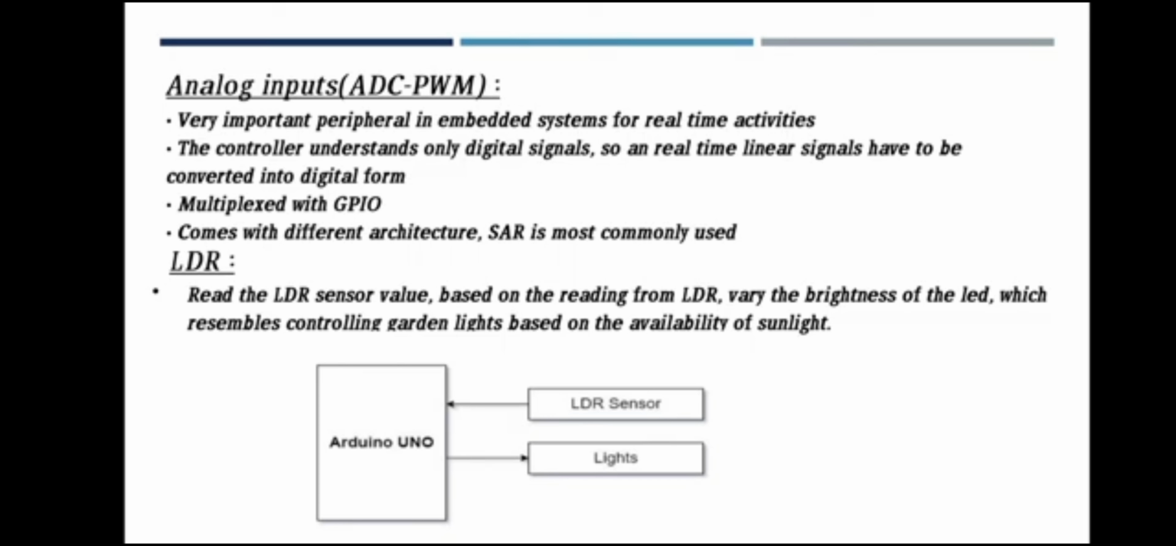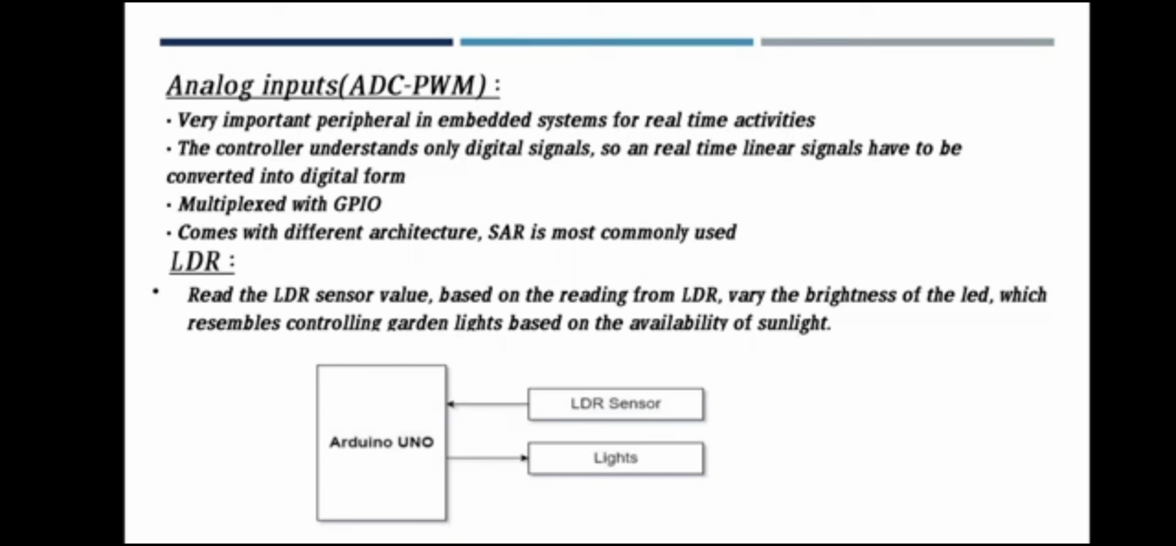Analog input, the analog to digital converter. There is also pulse width modulation, a very important peripheral in embedded systems for real-time activities. The controller understands only digital signals, so real-time linear signals have to be converted into digital form. It is multiplexed with general purpose input and output. It comes in different architectures, and the SAR type is the most commonly used. Here, SAR stands for Successive Approximation Register.